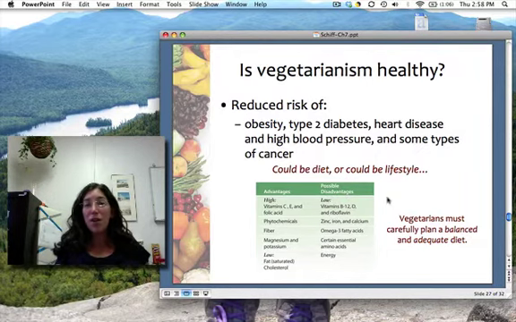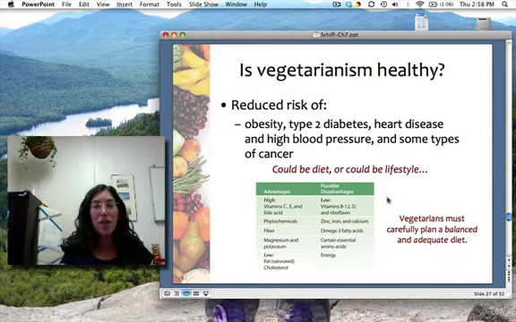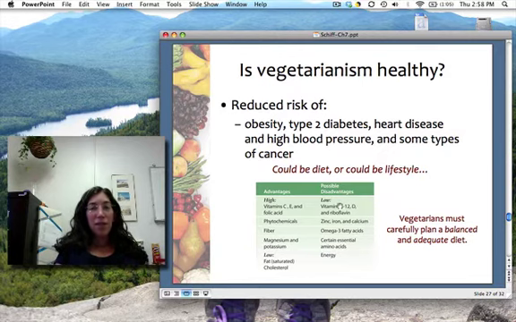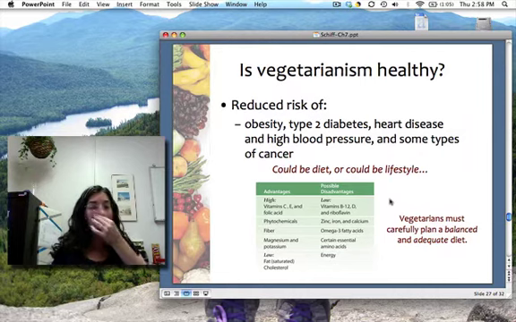B12 is also in a lot of fortified grains, so if you eat cereals or fortified grain products, you can easily get your vitamin B12. Vitamin D, really there aren't a lot of sources of vitamin D that are not in animal products, except for sunlight. You can actually generate vitamin D upon sun exposure. So get plenty of sun or take a vitamin D supplement.